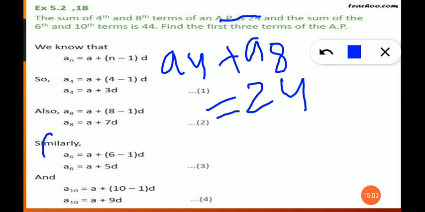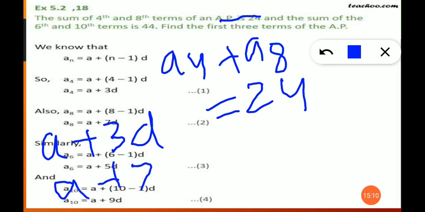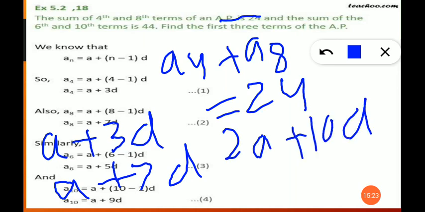A plus 3D. And what is A8? A plus 7D. Yes, good. A plus 7D. And when you will add all these things, what you will get? Yes, 2A plus 10D. And 2A plus 10D is equal to 24.